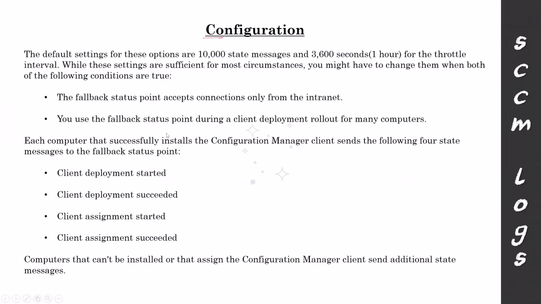So let's take a simple example in this configuration. By default, it is processing 10,000 state messages within 1 hour of time. You can change them when both conditions are true, which means the fallback status point accepts connections only from the internet, and the fallback status point is used during the client deployment role for many computers.